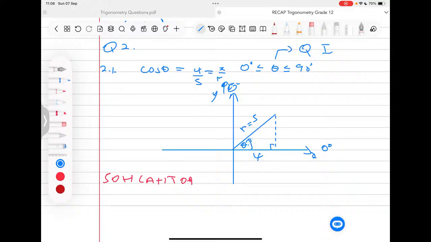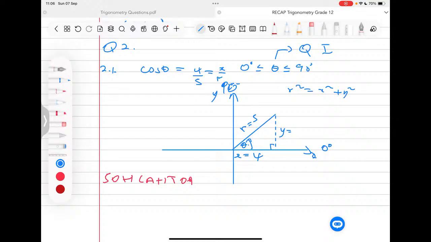Now you would see that this is x here. You'll see that we are missing y on this side, right? And to get y, you can see that this is a right angle triangle. It means we can use Pythagoras. We can say r squared is equal to x squared plus y squared, and we're looking for y.